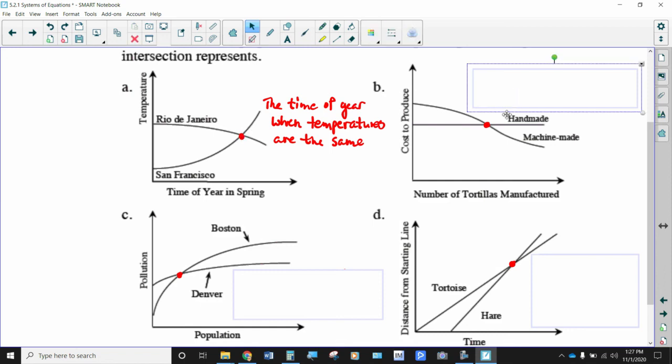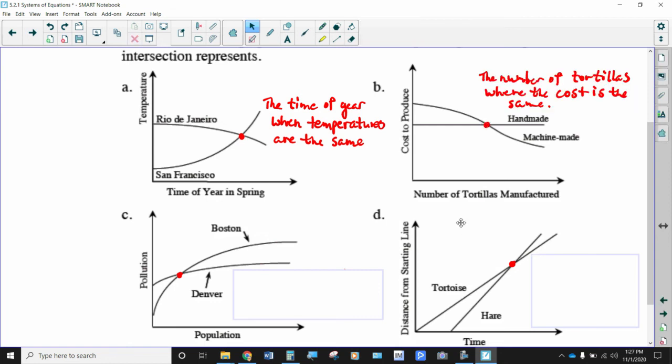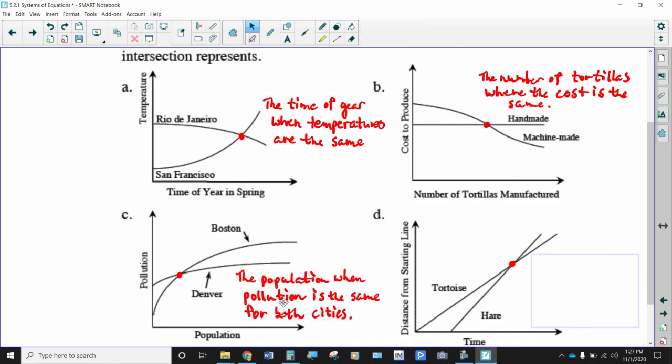Here, this is telling us that after a certain number of tortillas have been manufactured, the cost to produce them is about the same. So however many this is, that's when the cost would be the same. But beyond that is when the machine starts being more efficient and more cost effective. Here, at a certain population level, Denver and Boston are going to have the same level of pollution.